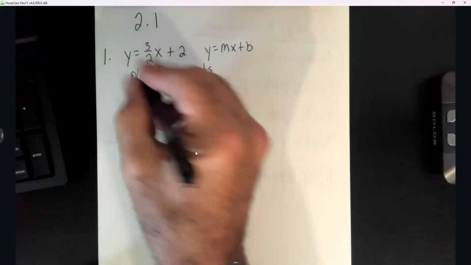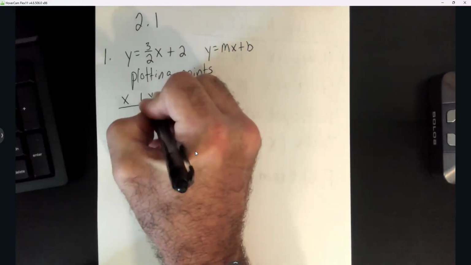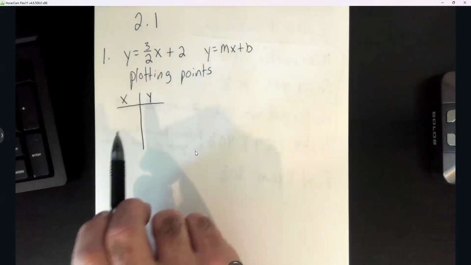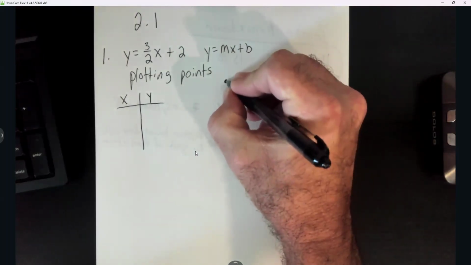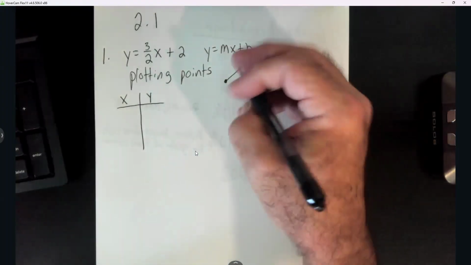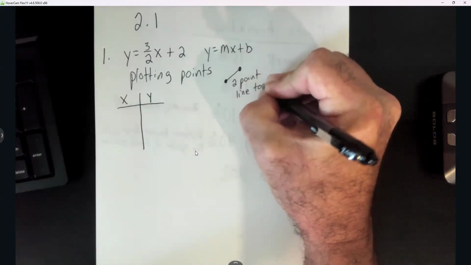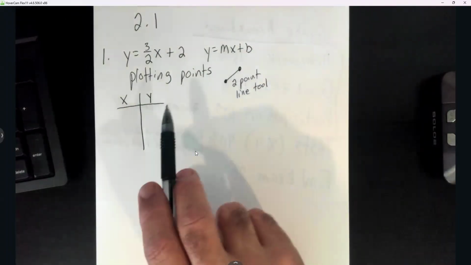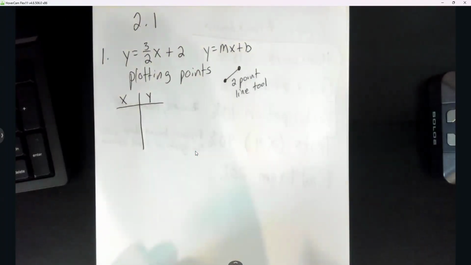Okay? So to plot points on this, you would set up a little x and y graph, a little table here. You would pick 2 x values because for this type of graph, for number 1, when we go to MyLab, we're going to use this tool, and this is called a 2-point line tool. So since it's a 2-point line tool, we got to use 2 points, that means when I graph it, I need at least 2 points to put into MyLab.